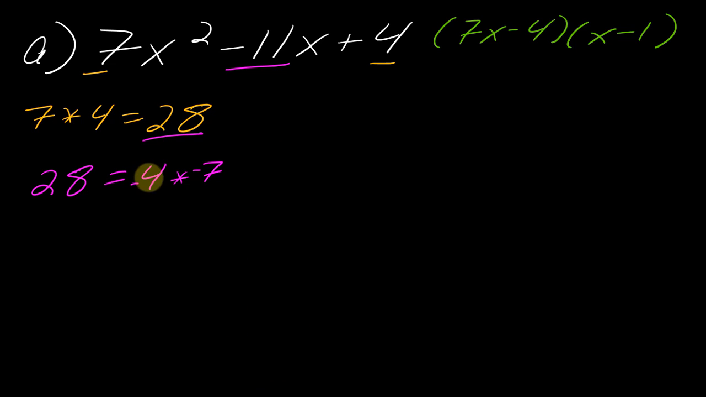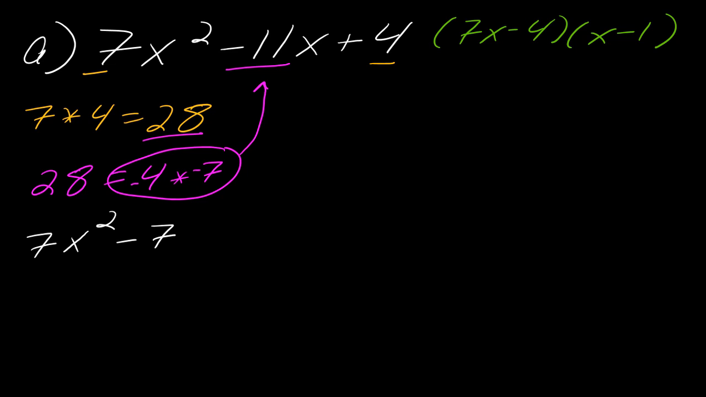So using these two numbers, now I want to break up this middle term. So I'm going to rewrite this expression as 7x squared. And it's really up to you if you want to write minus 7 or minus 4 here. There's no right way that you have to do this. I'm just going to put the 7's together. So I'll call this 7x squared minus 7x minus 4x plus 4.